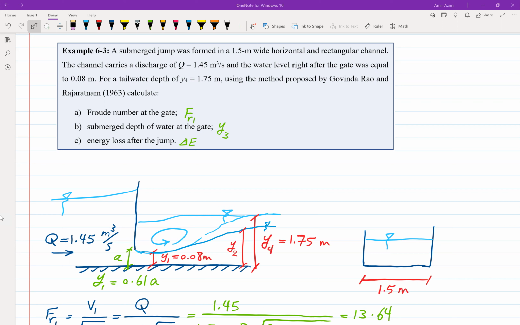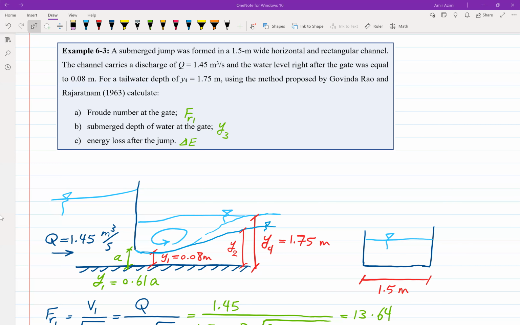And the water level right after the gate, Y1, is equal to 8 centimeter. For a tailwater depth of Y4 equal to 1.75 meter, using the method proposed by Govinda Rao and Rajaratnam in 1963, calculate the following parameters. The first parameter is Froude number at section 1, which is very straightforward because we have the discharge and Y1, so we can easily calculate Froude 1.